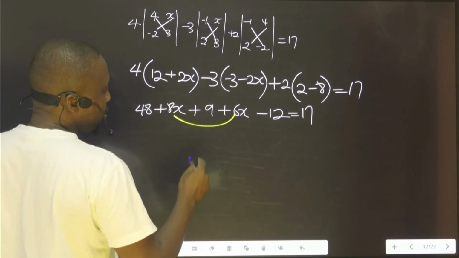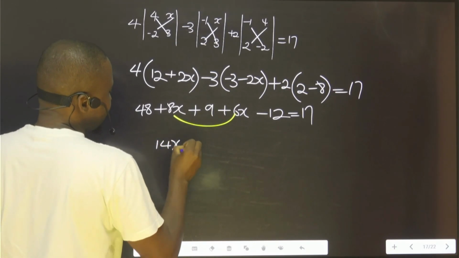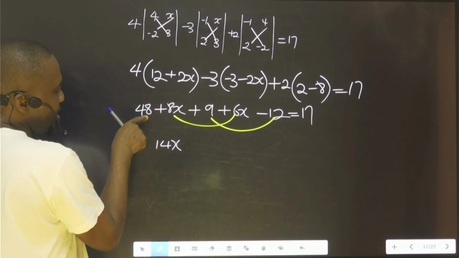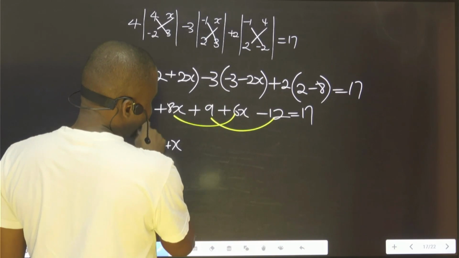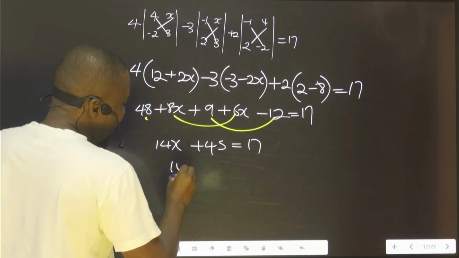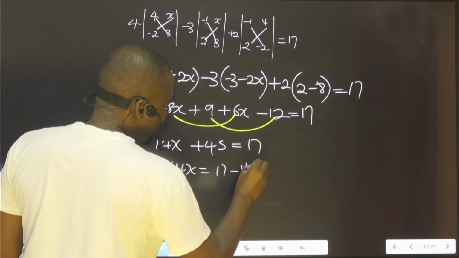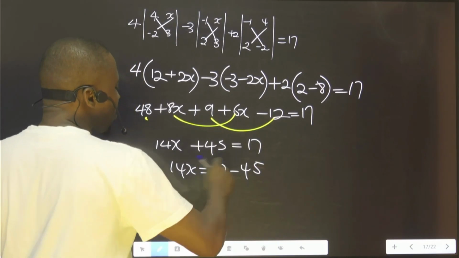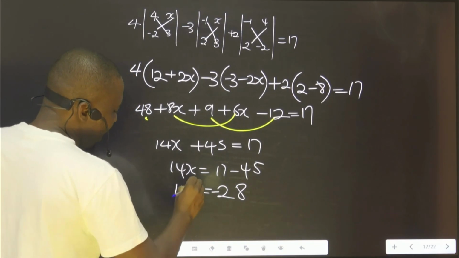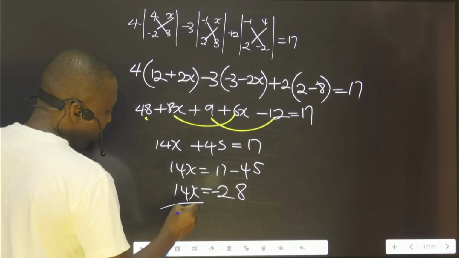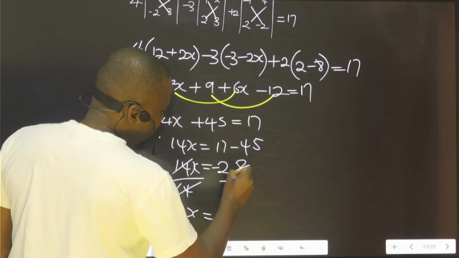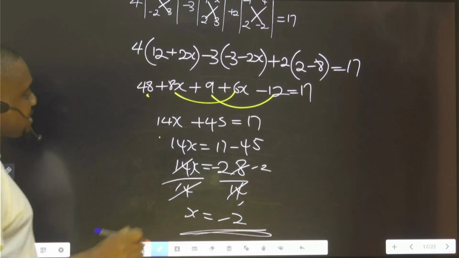Then we take these two to produce 14x. This will produce minus 3. Minus 3 into this will give us 45. That is plus 45 equals to 17. 14x now is equals to 17 minus 45. And you agree with me, if you solve this, you're going to have 28. That is minus 28. 14x equals to minus 28. Divide both sides by 14. You agree with me that x therefore is equals to minus 2. This is the answer for x.